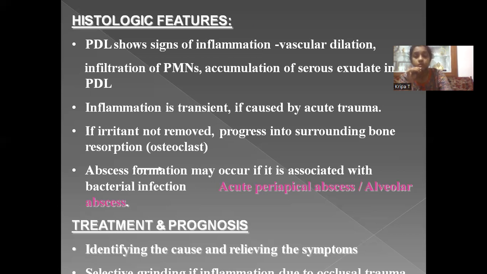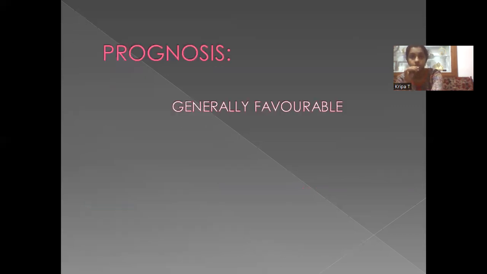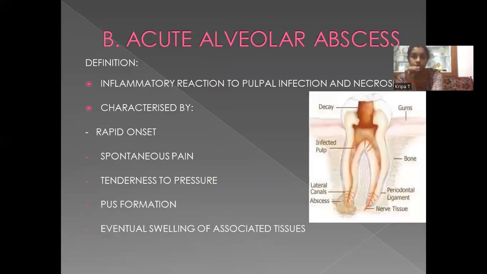So the treatment and prognosis is quite good. Treatment is to identify the cause and give the necessary treatment. If it is a high point, you do selective grinding. If it is an infected pulp, proceed with endodontic treatment. The prognosis is quite favorable.